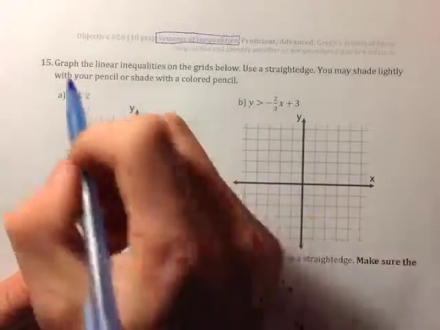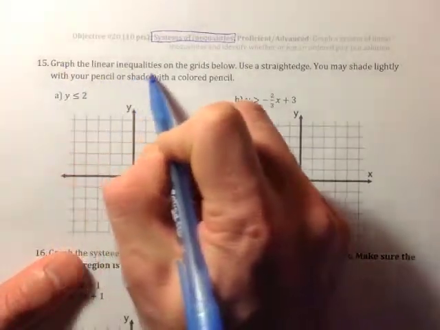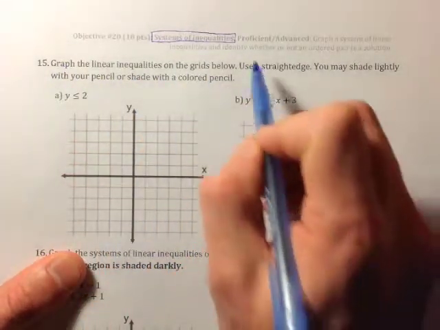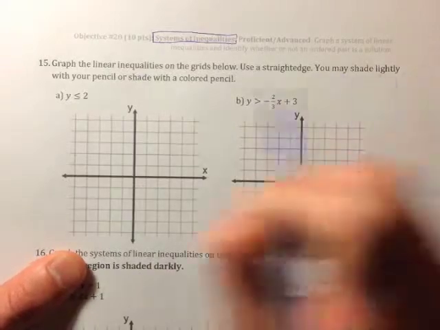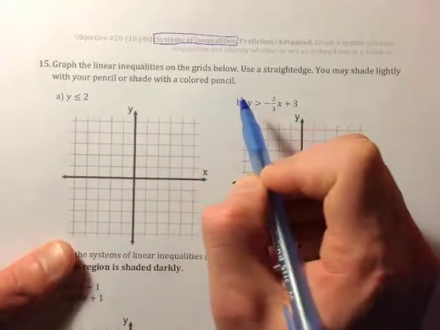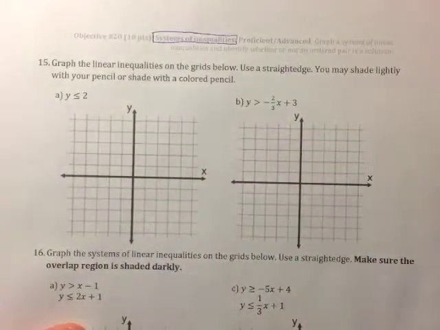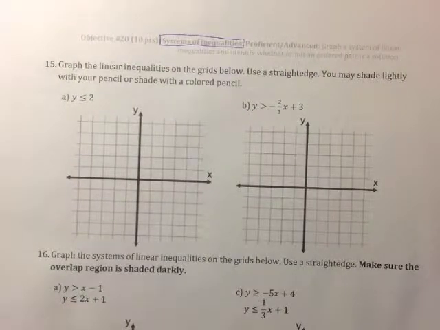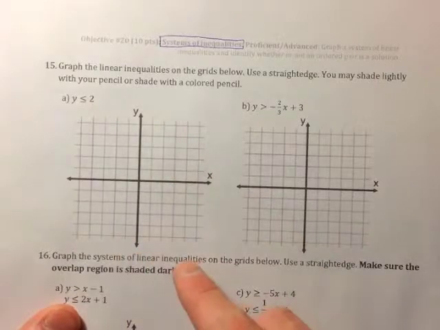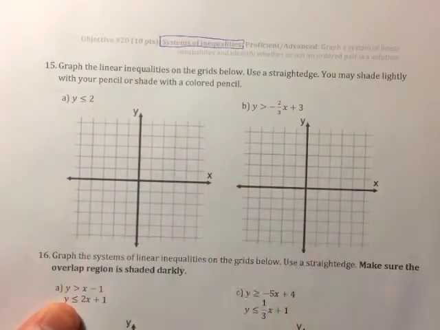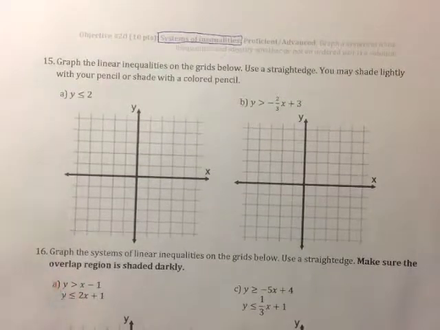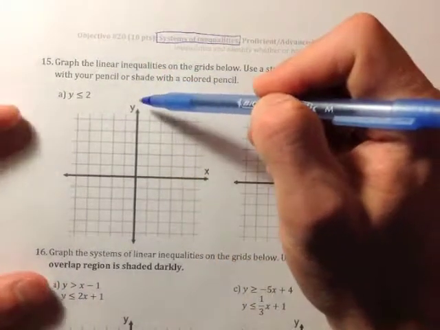Now, let's look at the first problem here. Graph the linear inequalities on the grids below. Use a straight edge. You may shade lightly with your pencil or shade with a colored pencil. Now, in order to watch this video, I want you to do these problems with me, except you're going to create your own grid and your own axes on graph paper. So let's start with problem A.